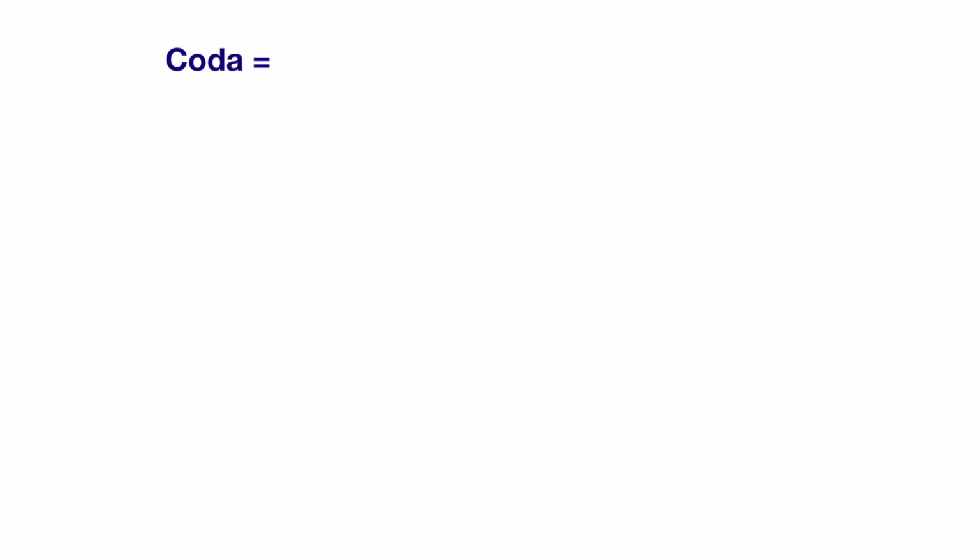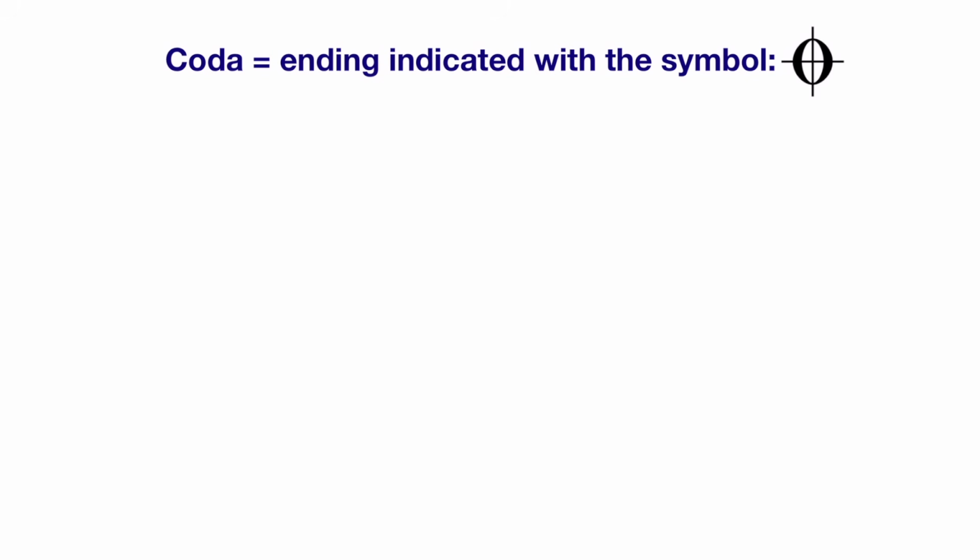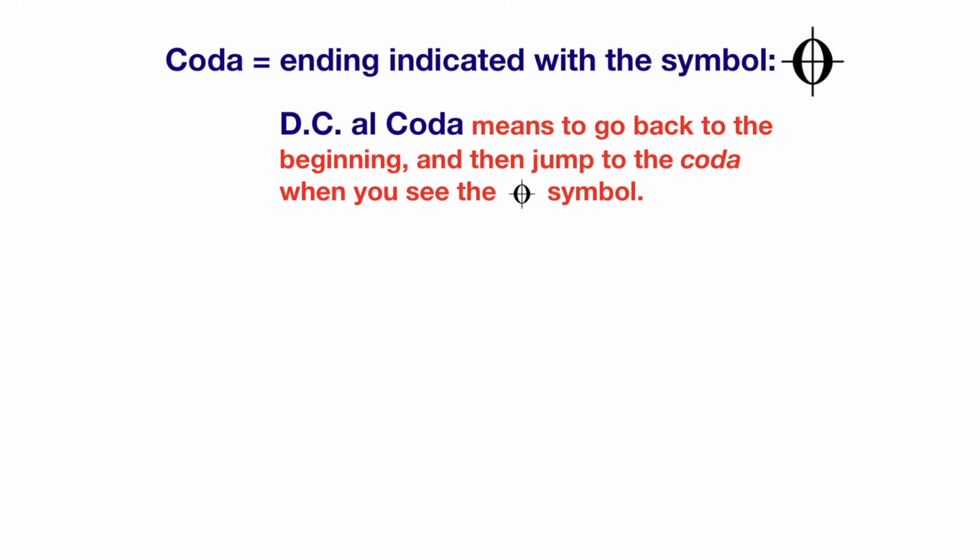Another word that you'll hear used with repeats is the word coda. A coda just refers to an ending, and it's often indicated with this symbol. You'll often see it paired with DC. DC al coda means to go back to the beginning, and then jump to the coda or ending when you see the coda symbol.